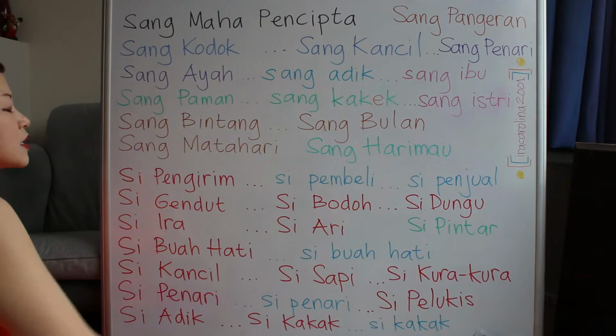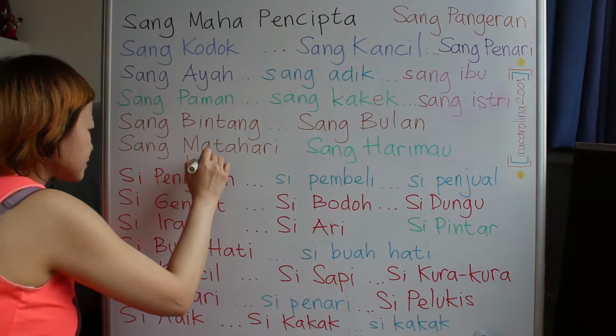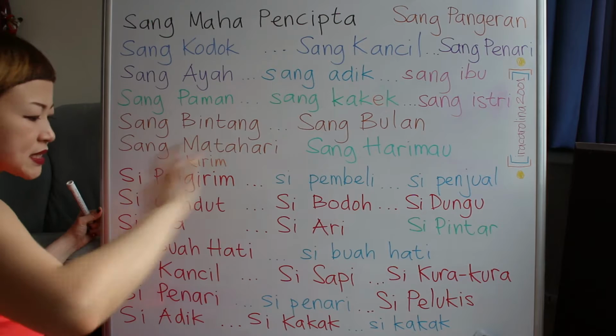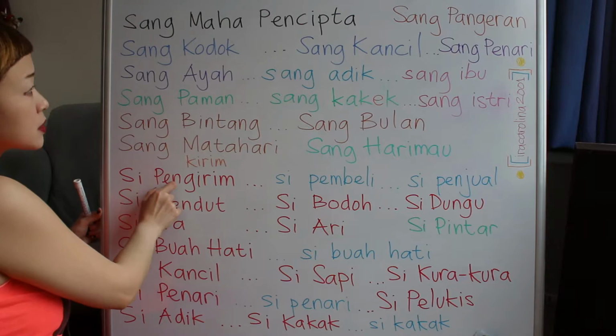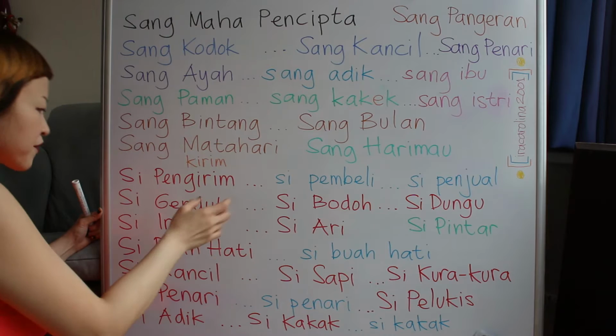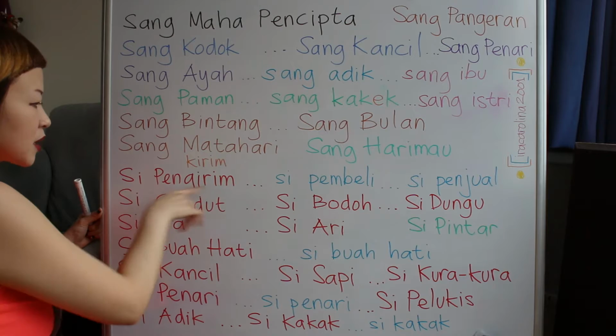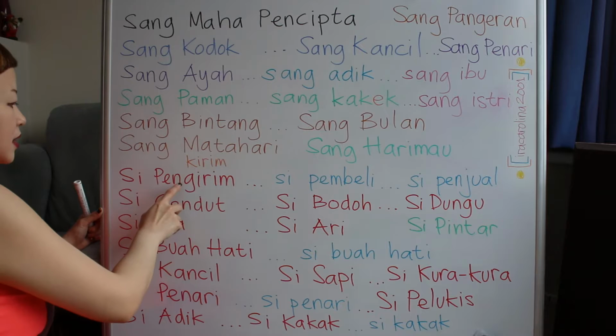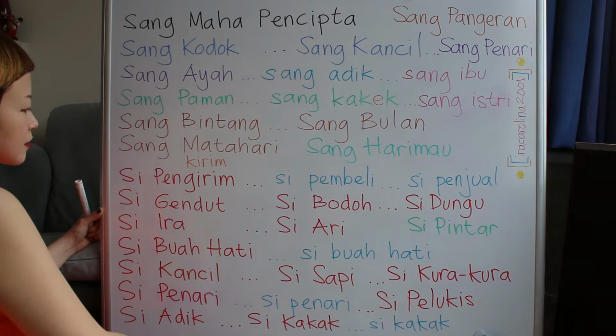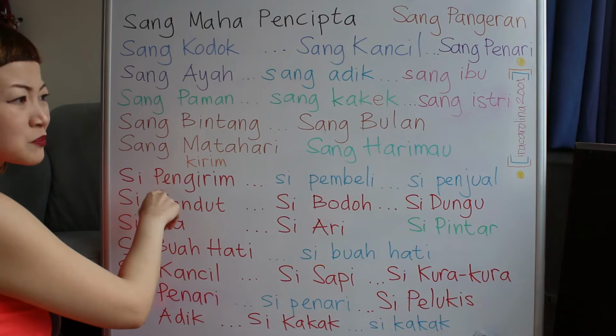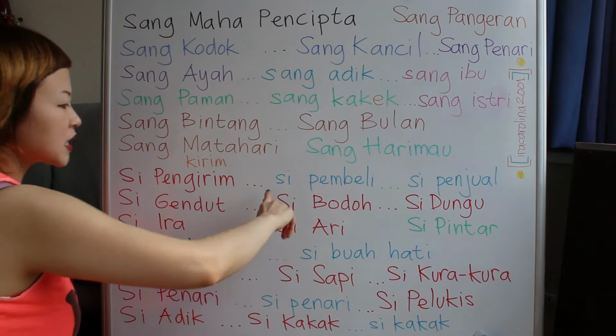This is from kirim, send. Kirim is send, and it has the prefix pe. Similar to this one, it's the person who does the verb after that. The person who does the sending becomes the sender. So pe is the er. But it changed, it becomes peng. The prefix pe becomes peng. The sender. Si pembeli, also.